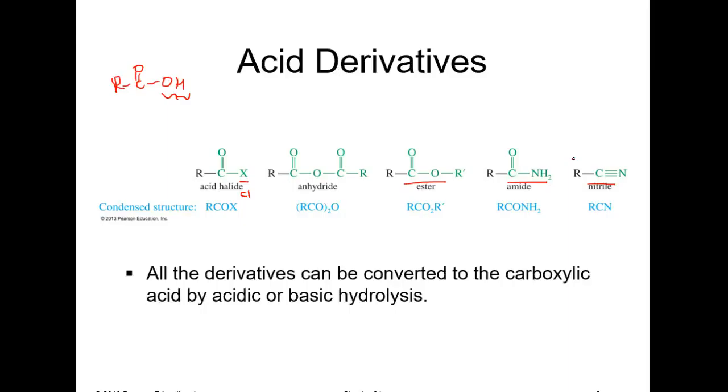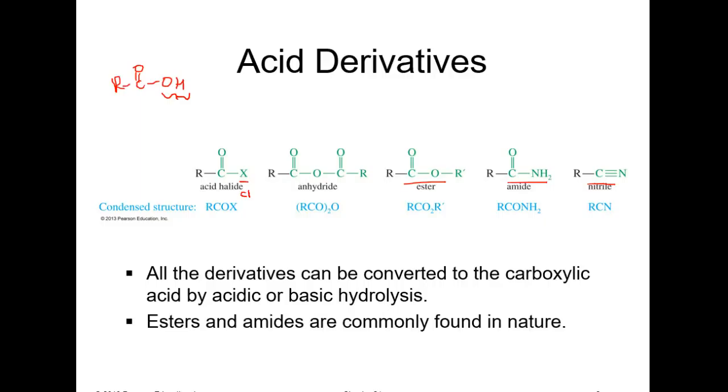And basically what this chapter is about is interconverting all these compounds into each other. So you can see reactions where you can take a carboxylic acid and you can make an acid chloride or an anhydride or an ester or an amide or a nitrile. You can take an anhydride and make an ester, an acid chloride, you can make an amide, and so forth and so on. So the reason why this chapter covers all these compounds is because all these compounds can be made from each other starting from a carboxylic acid.